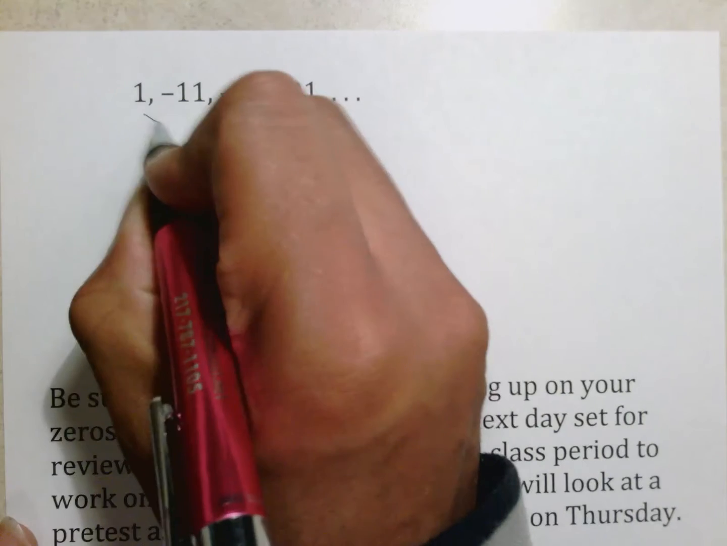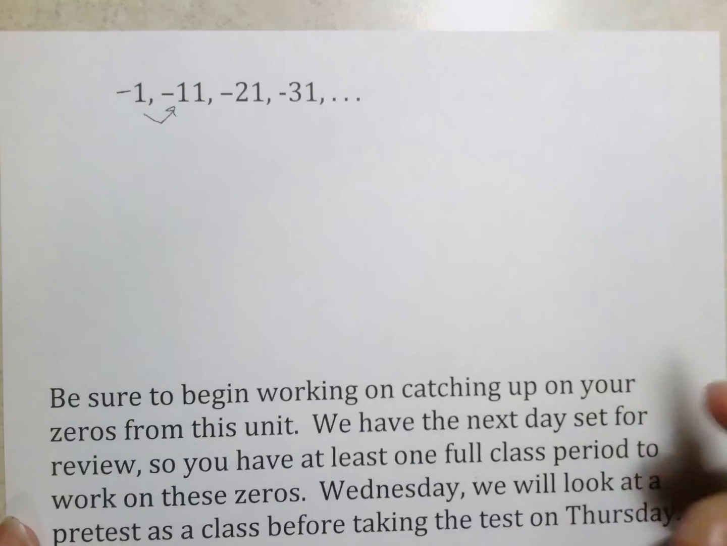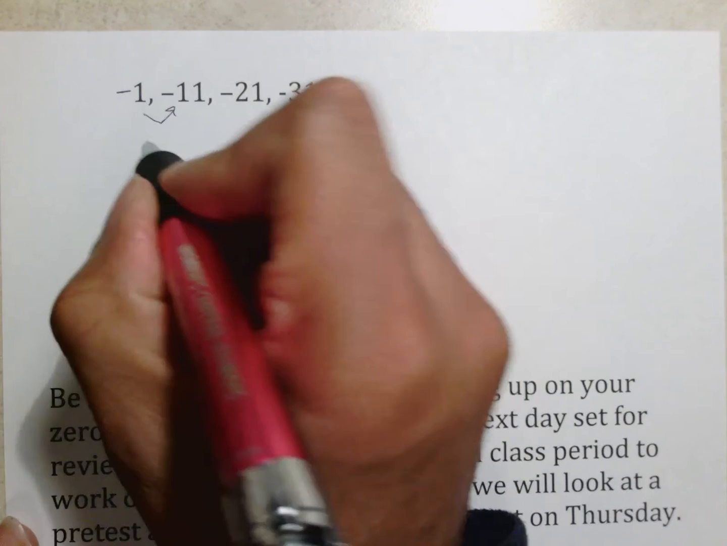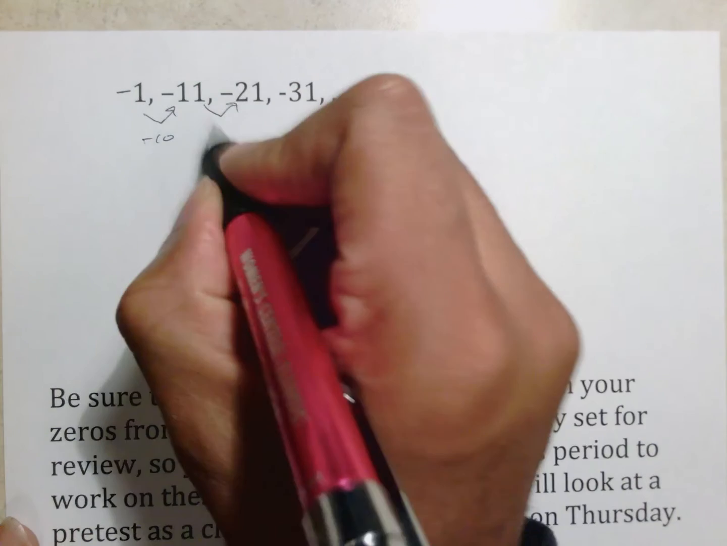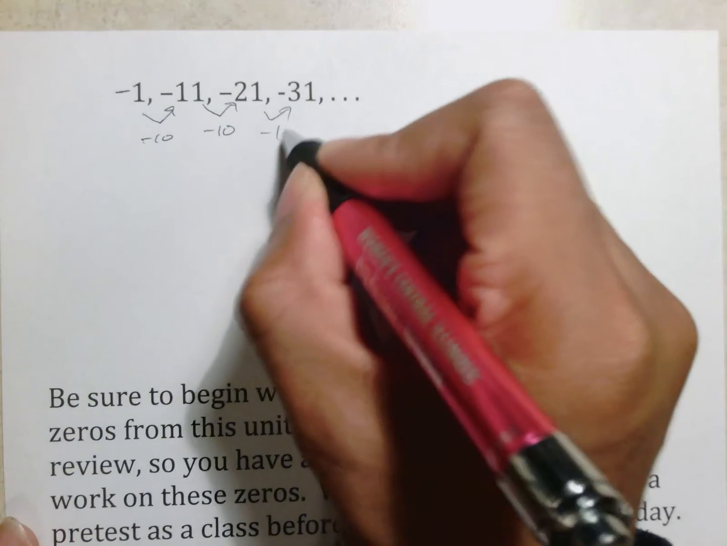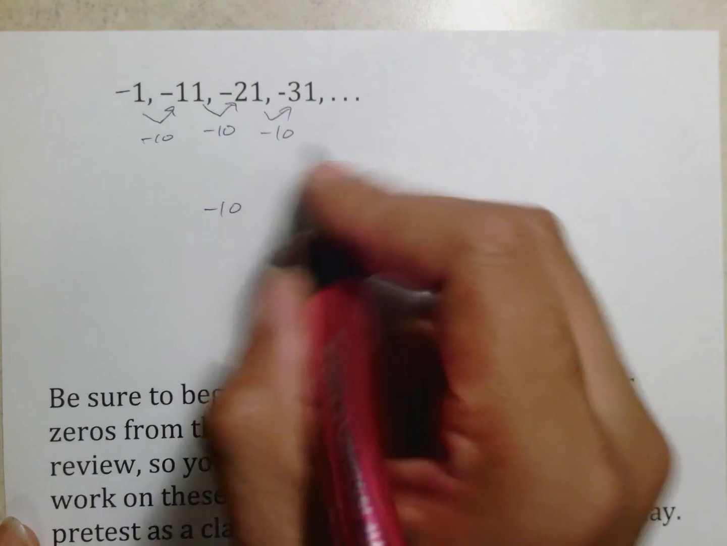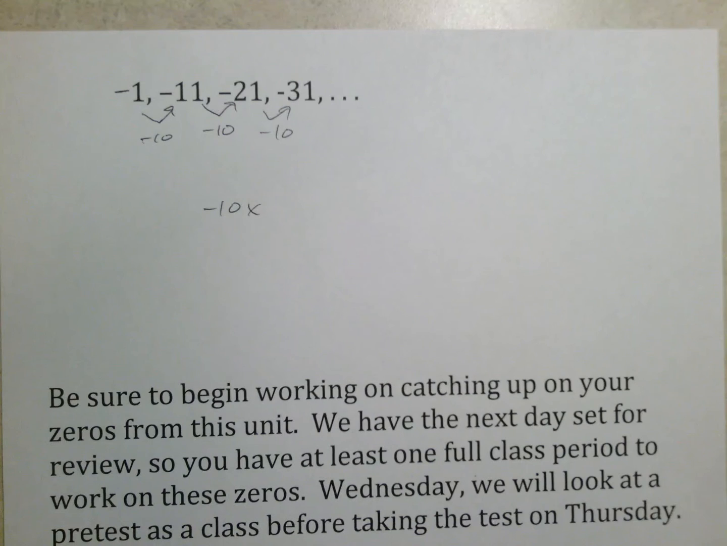Here, to get from 1 to -11, I think this is bad. I think I messed up. I think it's supposed to be -1. But anyway, from -1 to -11, you subtract 10. From -11 to -21, you subtract 10. That means in my base, because the common difference in the first try was -10, is -10x.